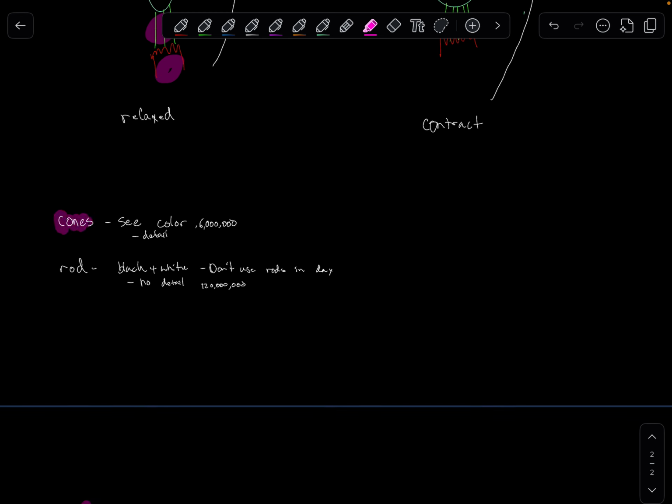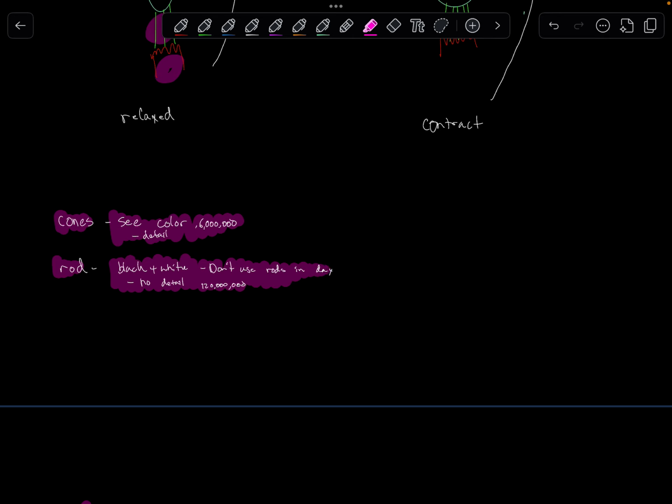And we have two different types of receptors. We have cones and we have rods. Cones allow us to see color. We have 6 million of those, and rods are what allow us to see black and white. And there are 120 million of those guys, which is kind of crazy.